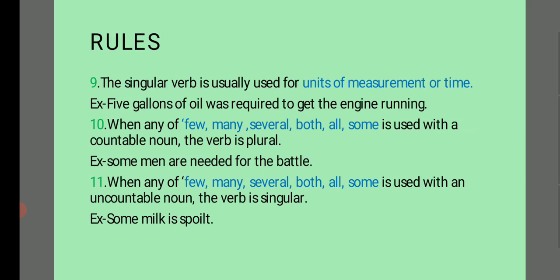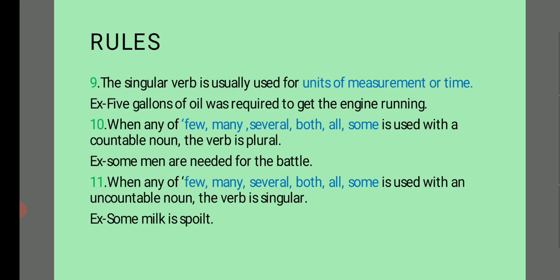But if these similar words are used with uncountable, they will be termed as singular subject. For example, some milk is spoiled. Now milk is uncountable. We can't count it, isn't it? So here we are saying some milk, that means it is uncountable. That's why it is singular. So when words like few, many, several, both, all and some are used with countable noun, they will be plural. And if used with uncountable noun, they will be singular.